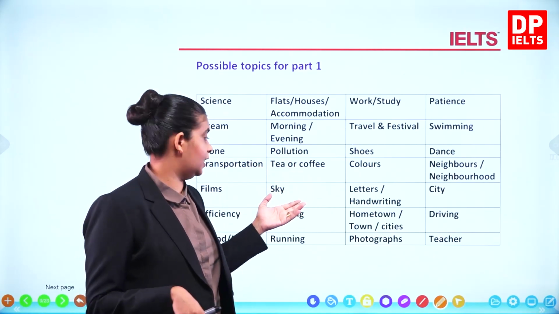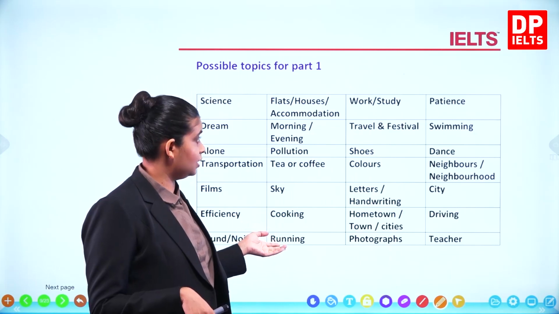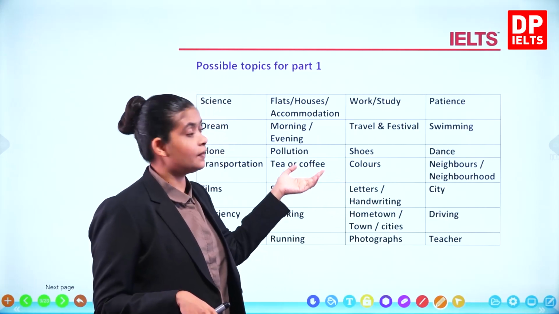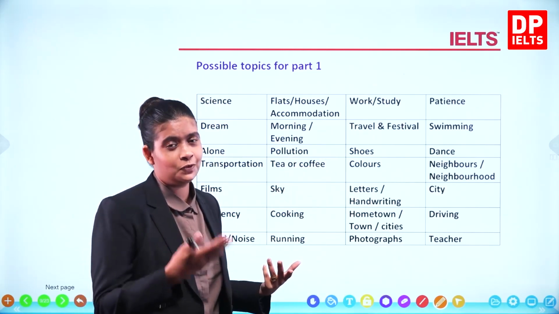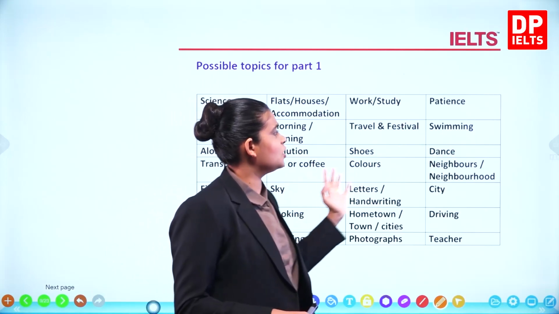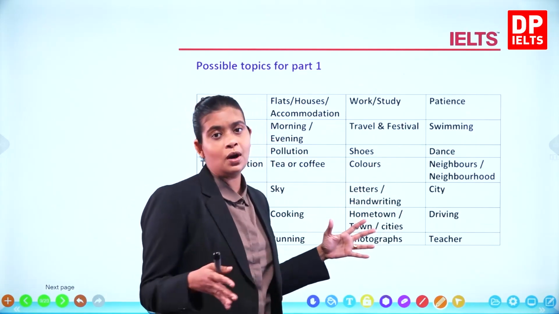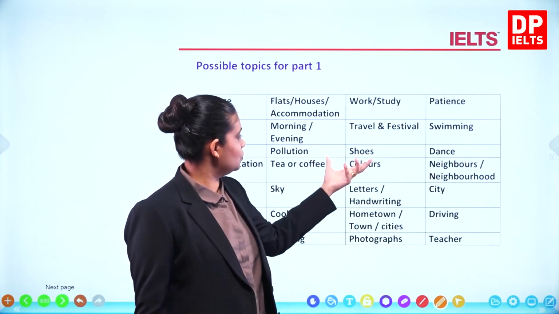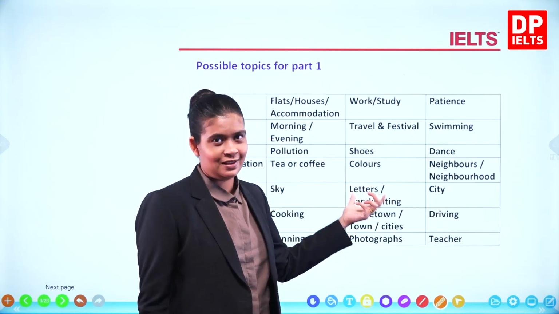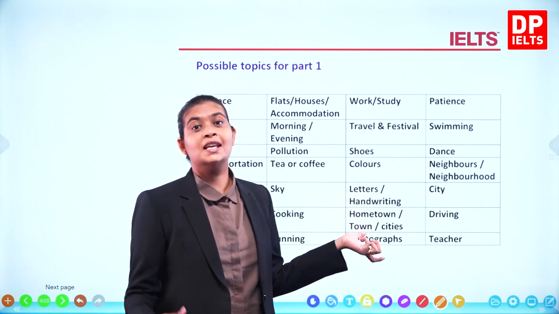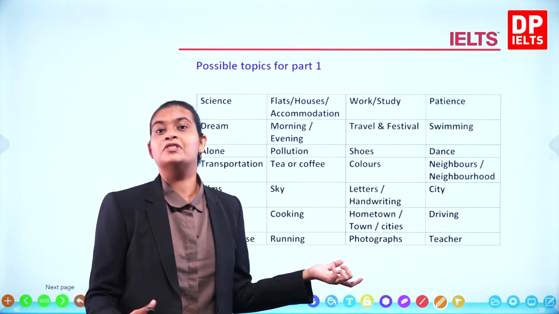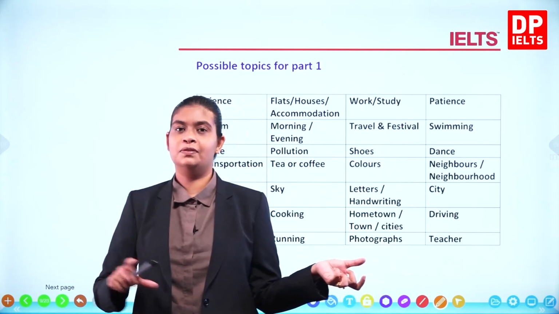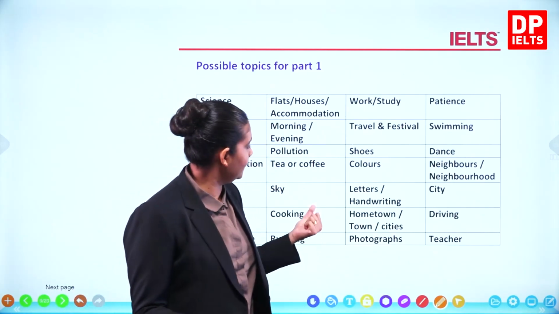Pollution, tea or coffee, sky, cooking, running. About are you working or studying? So either work or study. Travel and festival, we've done festivals as well if you've come from the beginner level. Most of these topics we've covered, right? There might be a few new ones, obviously, because there should be something challenging for you, right? Shoes, colors, we've done lots of colors if you remember, okay? The ones who are just taking up the advanced one, that's okay, but we've done some of these topics during the beginner and then the intermediate level before they actually came into the advanced level, okay?